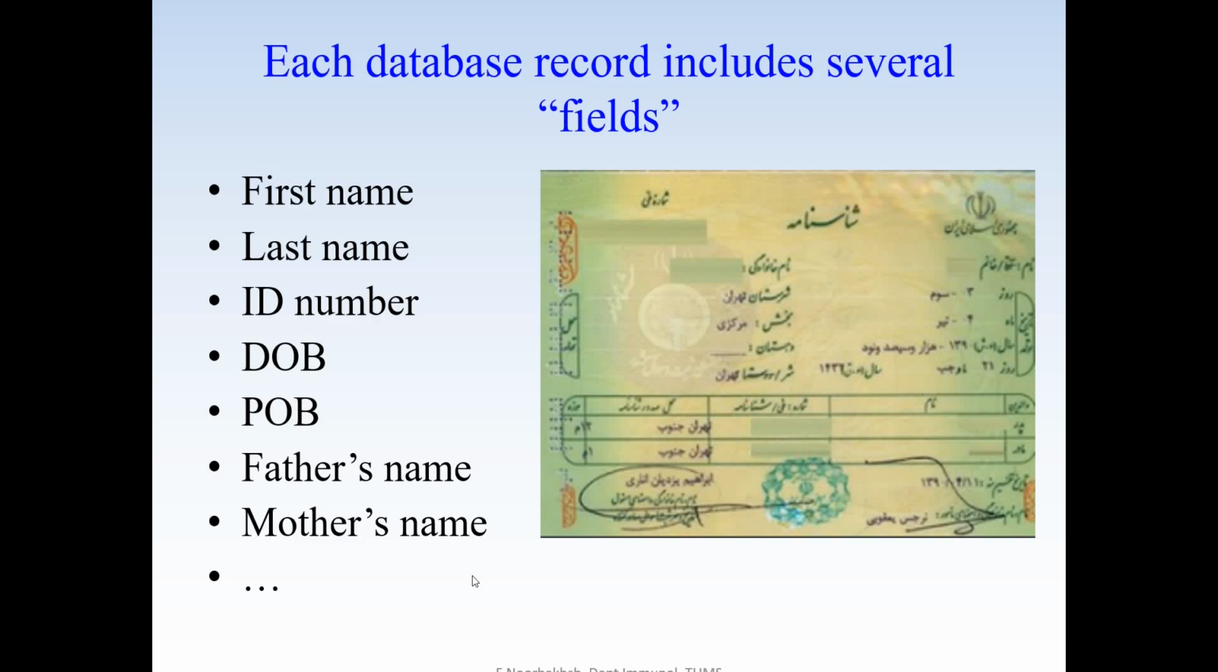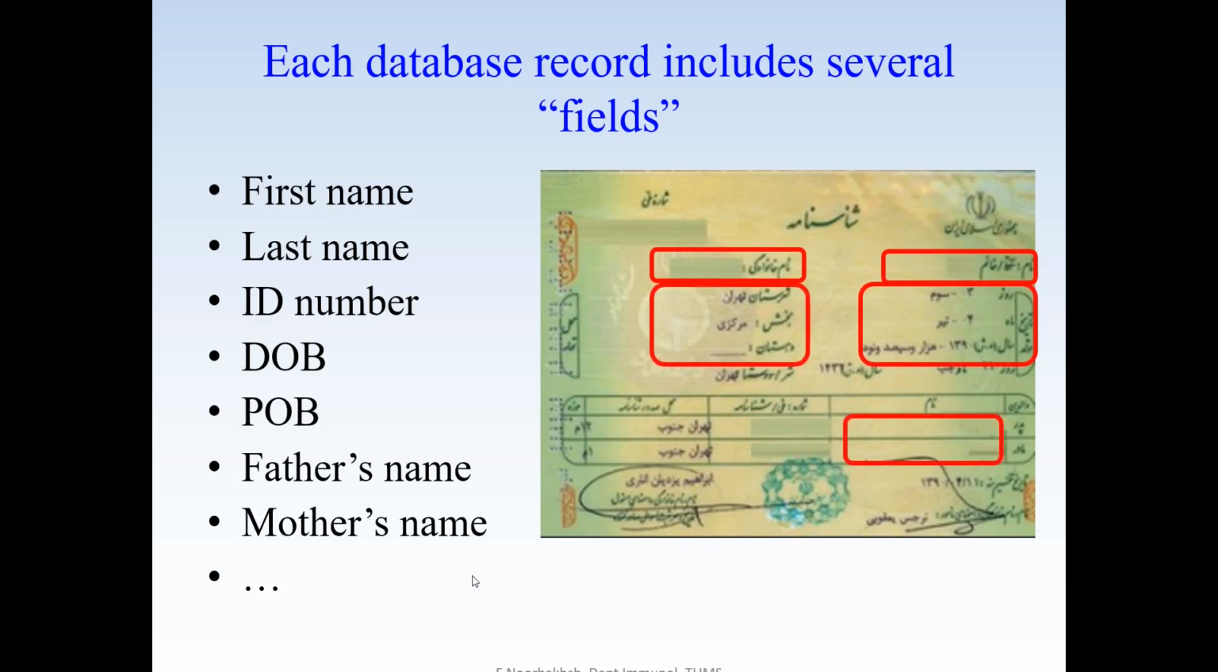But then it has multiple fields. So you have first name, last name, ID number, date of birth, place of birth, father's name, mother's name. So many different fields, and each record, depending on what type of information it's going to contain, might have different fields. Like an ID card might be slightly different from a driver's license, might be slightly different from a passport.